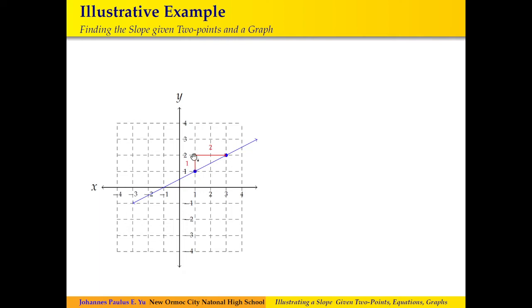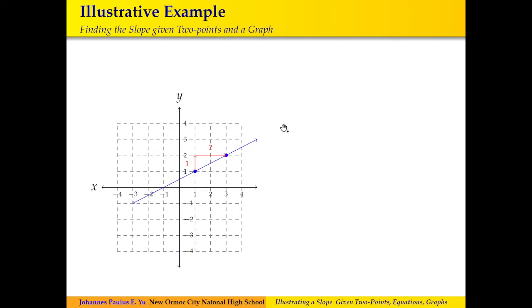And from this point over to this point, we have the change in the horizontal distance, which is 2. So from this point, we count 1, 2. So we have 2. Since the ratio between the change of the vertical distance and the change of the horizontal distance is the slope, we have 1 divided by 2. So, ganito lang kadali. But be mindful, guys, that the line is leaning towards the right. Therefore, the slope must be positive.